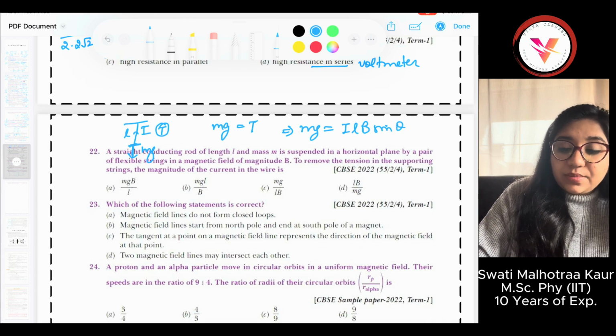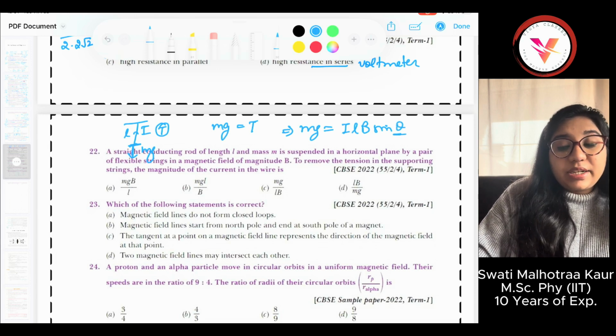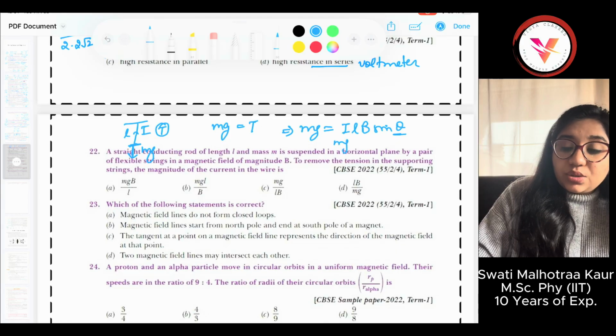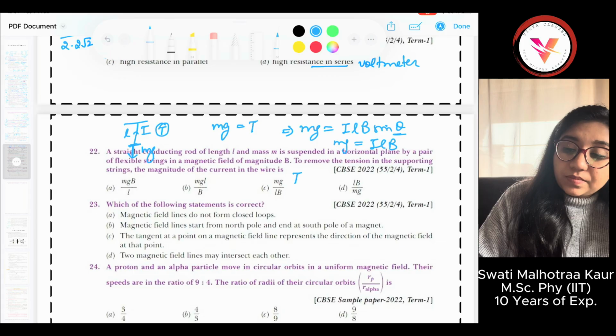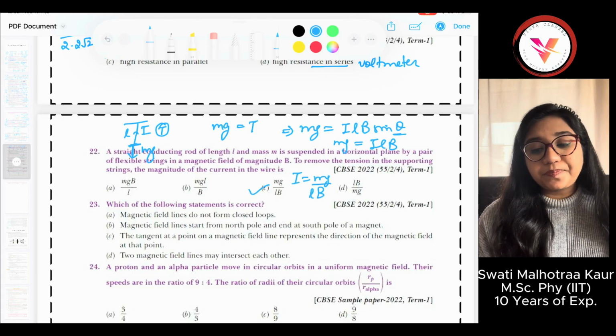Okay, and for the maximum support, let theta be 90 degrees, then mg equals ILB, and your I will be mg by LB. mg by LB, which is option number C.